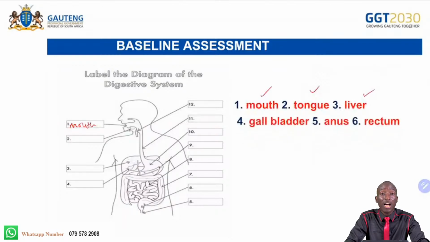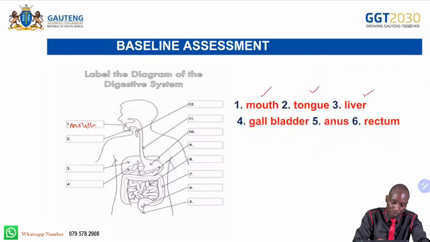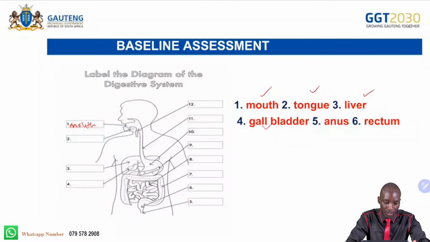Number 4 is just on the underside of the liver. This one is the gallbladder. That's the gallbladder, number 4. Then we go to number 5. Number 5 is down there. That is the anus. Then number 6, just above number 5. It is the rectum. So we're done with numbers 4, 5, and 6.